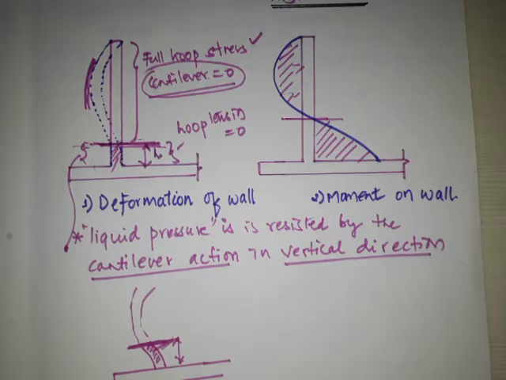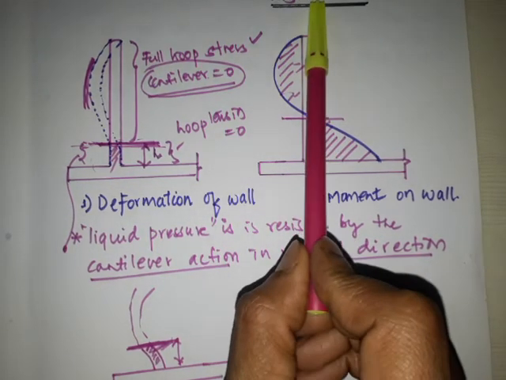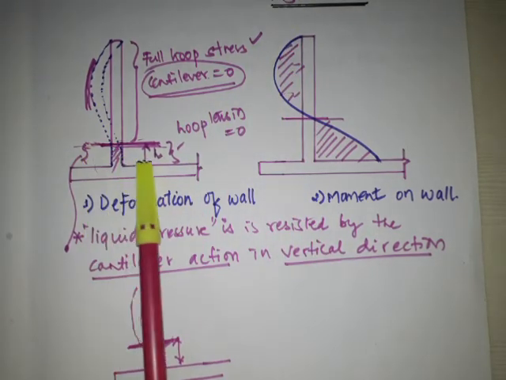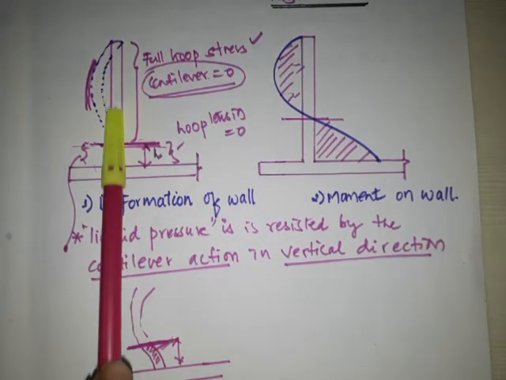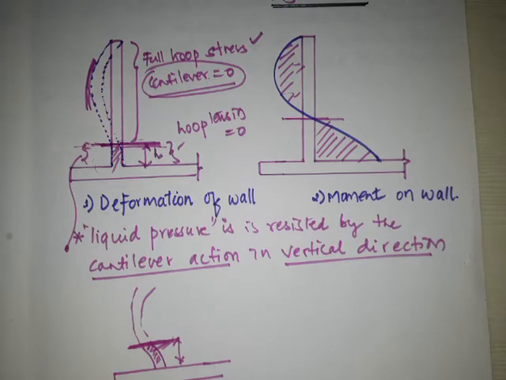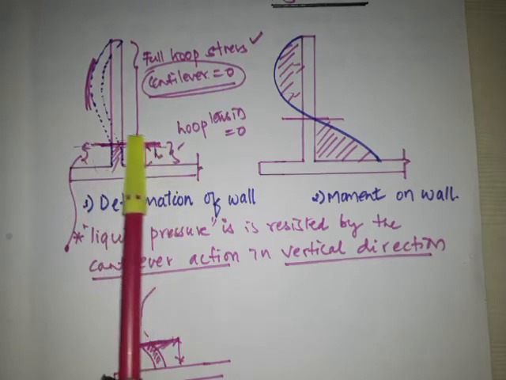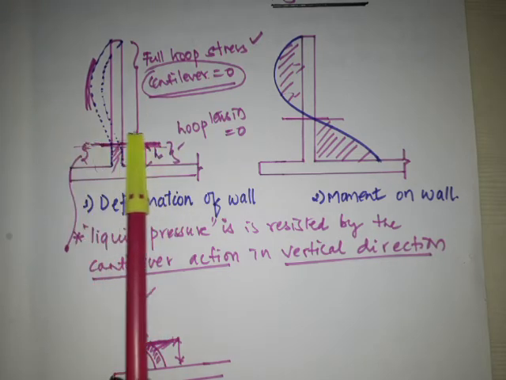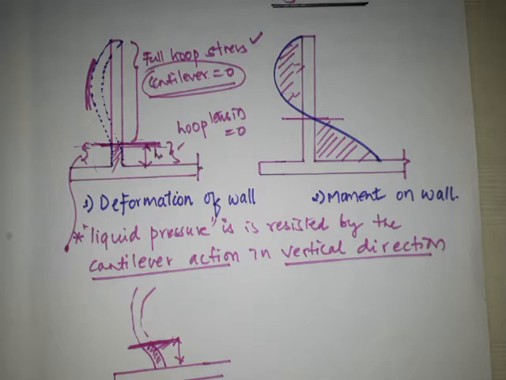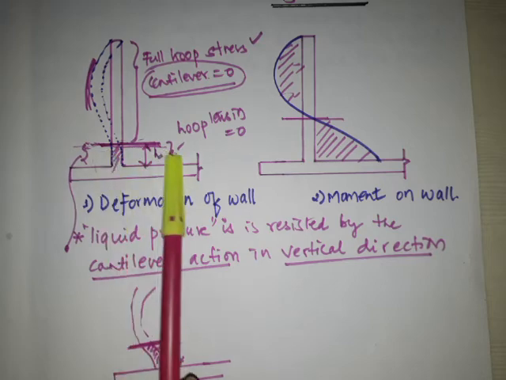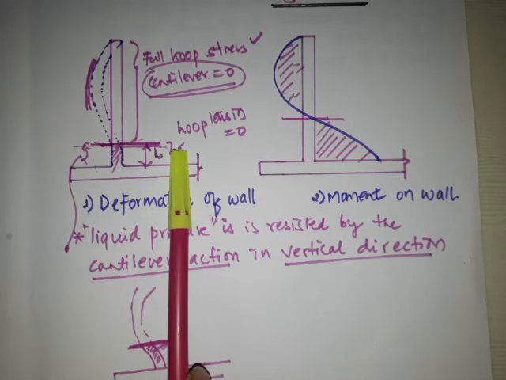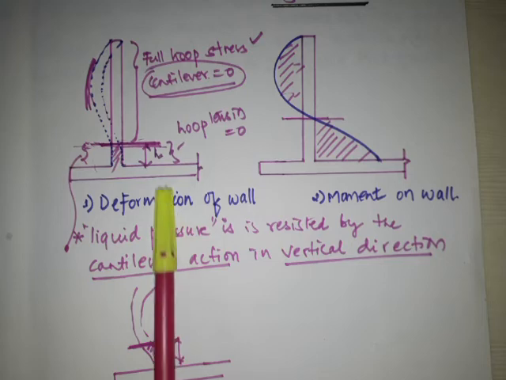First of all, when we say it's a rigid base, it means the wall is fixed with the floor slab. It is called a rigid base. So in this case, what will happen? The hoop tension is zero at the junction. So at a certain height, the hoop tension will be zero because of the fixity. And the entire liquid pressure in this zone is resisted by the cantilever action.